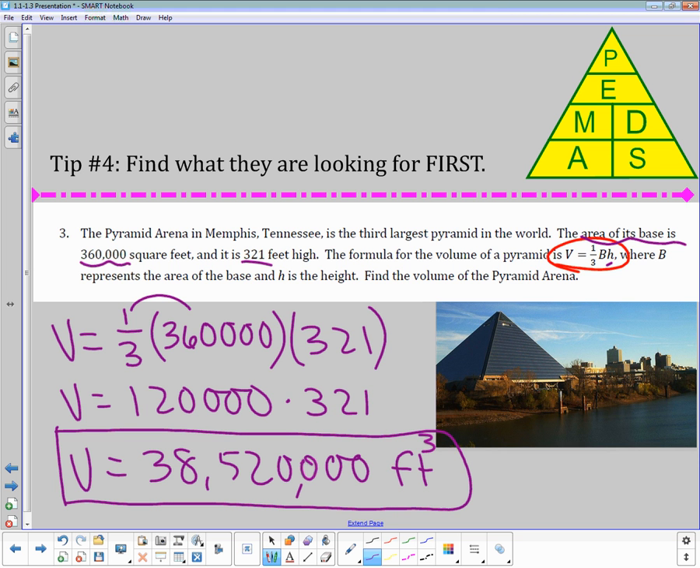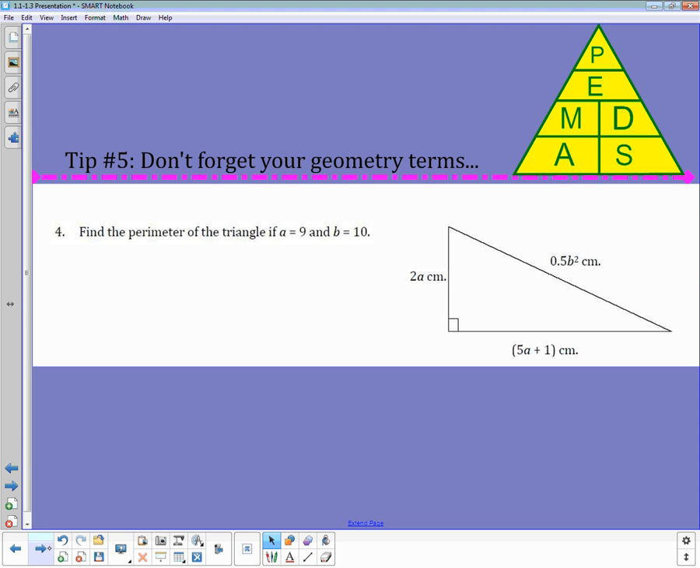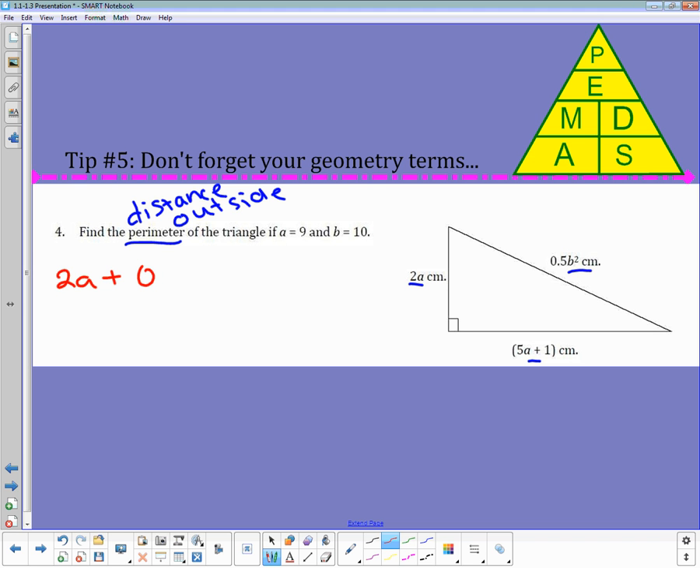Okay. Then perimeter in number 4, let's take a look at number 4. It says find the perimeter of the triangle. Remember that word perimeter? Perimeter is distance around the outside. So just a little geometry review for you. So I need to take the 3 sides of the triangle and add them together. So I'm going to write that out as an expression first. I'm going to have 2a plus 0.5b squared plus the quantity 5a plus 1.